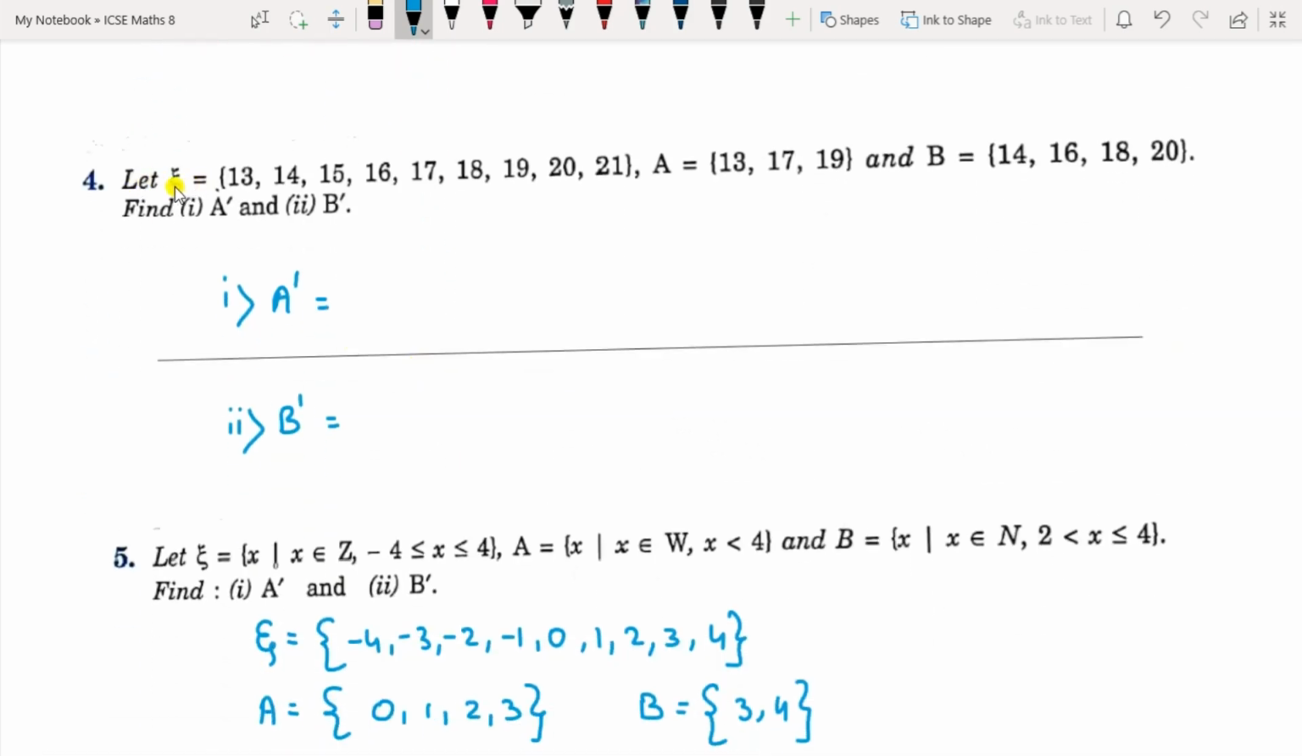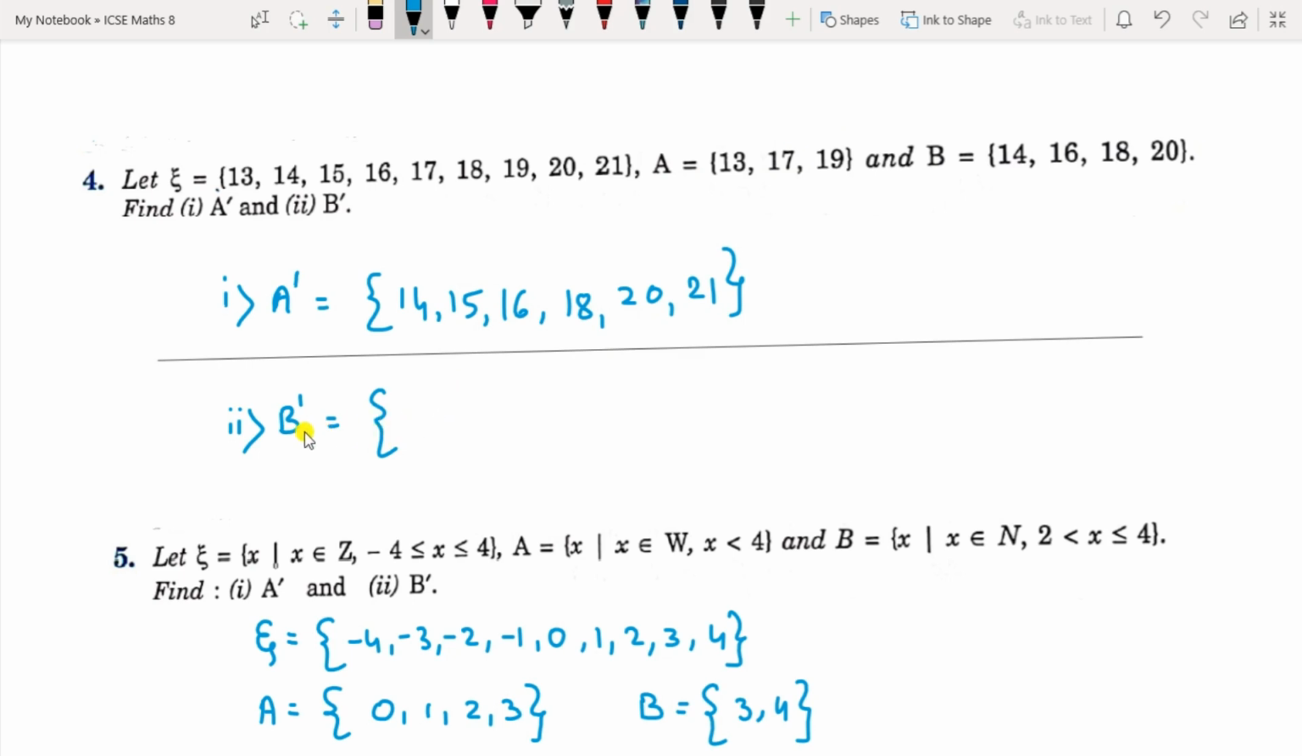Now here the universal set is given as 13 to 21. A is given as {13, 17, 19}. B is {14, 16, 18, 20}. You have to find A complement. A complement means all the elements of A you have to leave out from the universal set, and the remaining from the universal set, those not in A, write those elements for A complement. So 14, 15, 16, then 17 is in A, then 18, then 19 is in A, then 20 and 21. So this will be your A complement.